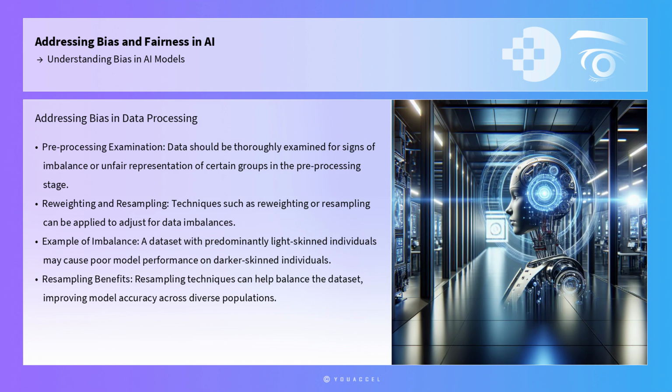A step-by-step approach to addressing bias begins with the pre-processing stage, where data should be thoroughly examined for signs of imbalance or unfair representation of certain groups. Techniques such as reweighting or resampling can be applied to adjust for these imbalances. For example, if a dataset used to train a facial recognition system contains predominantly images of light-skinned individuals, the model may perform poorly on darker-skinned individuals. Resampling techniques can help balance the dataset, improving model accuracy across diverse populations.